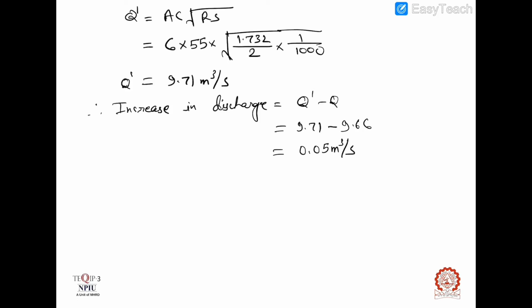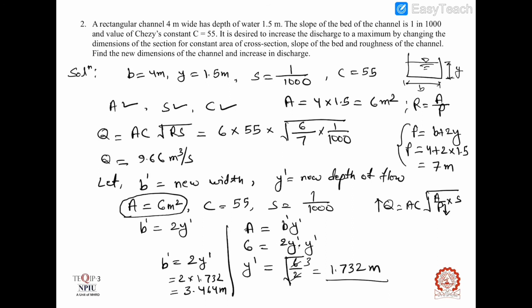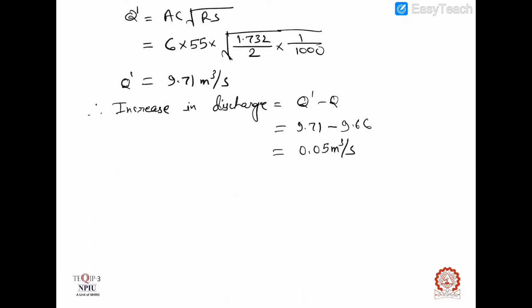So we can see here for most economical condition how discharge increases. So finally we have the new dimensions of the channel, that is B dash is equal to 3.464 and Y dash is 1.732, and also we found the value of increase in discharge, that is 0.05 meter cube per second.